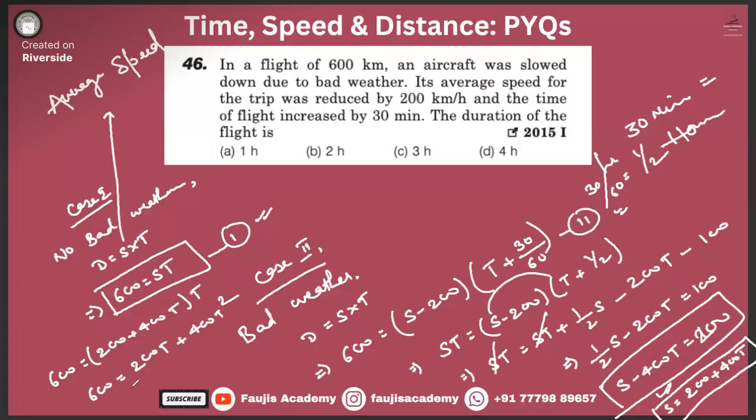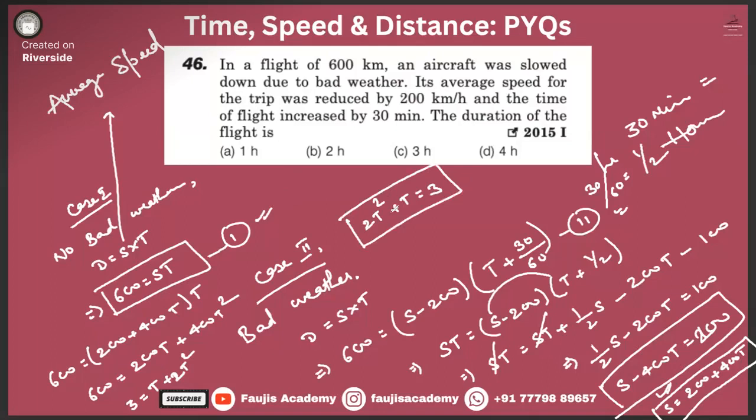Now let's just chuck these things out. This will be your 3, this will be your T, this will be your T square. I mean 2T square plus T is equal to 3. What is the value of T?